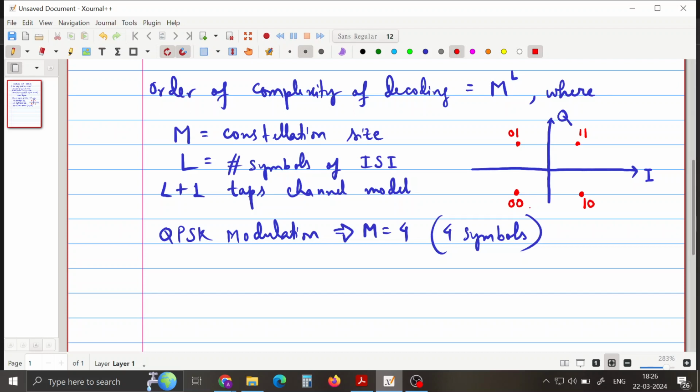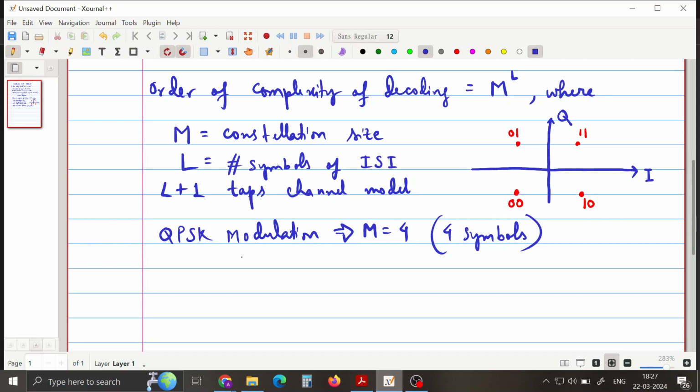Again, this is the gray coding scheme, because as you jump from one symbol to an adjacent symbol, there is only a change in 1 bit. So that's how the gray coding is done, and this is how the constellation looks. We can see that every symbol has 2 bits of information, and there are 4 symbols, right? So now we have everything required.